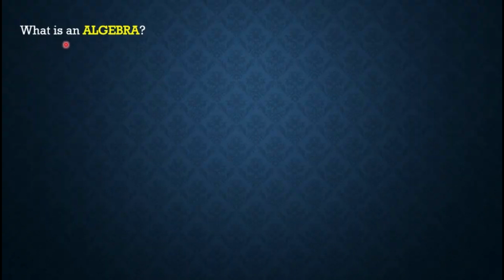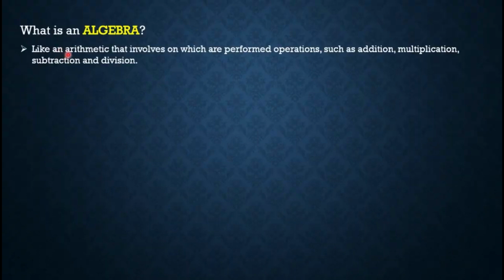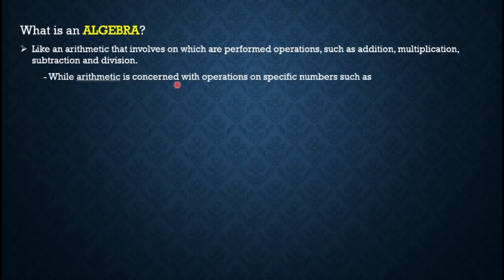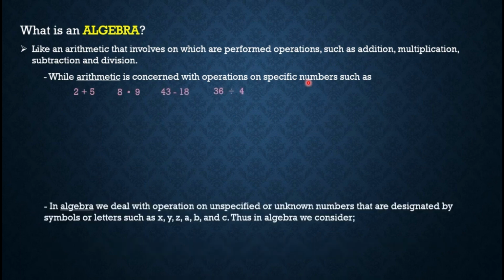What is algebra? Algebra is like arithmetic that involves operations such as addition, multiplication, subtraction, and division. While arithmetic is concerned with operations on specific numbers such as 2 plus 5, 8 times 9, 43 minus 18, 36 divided by 4.